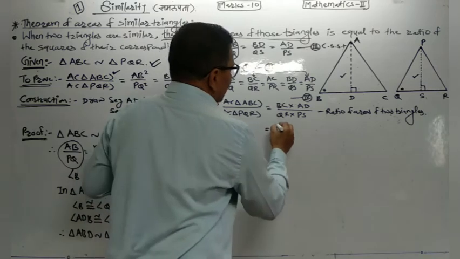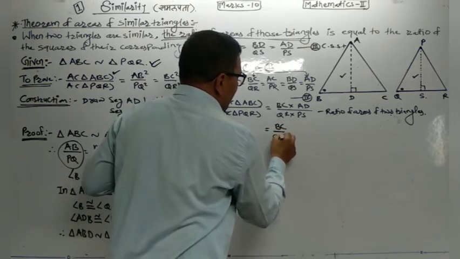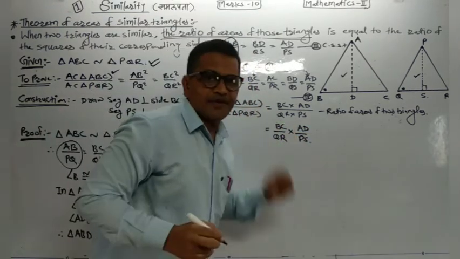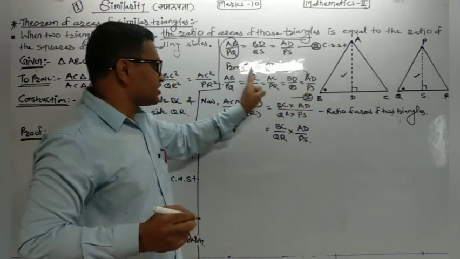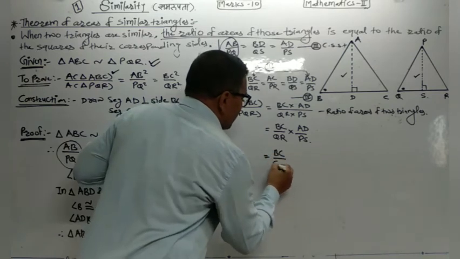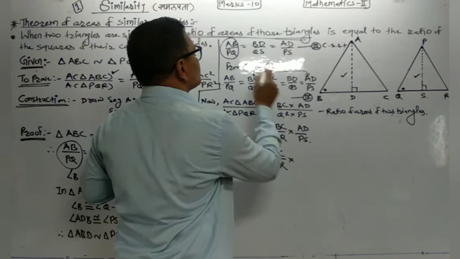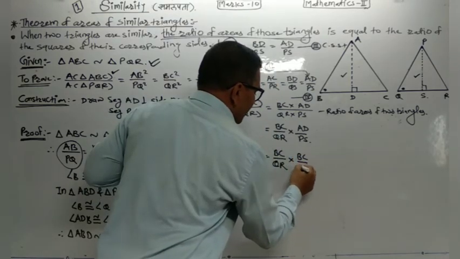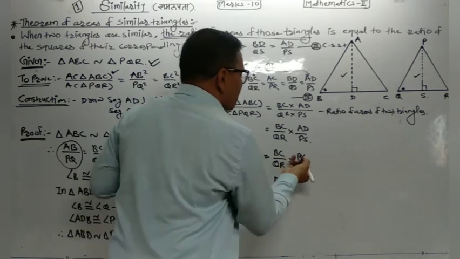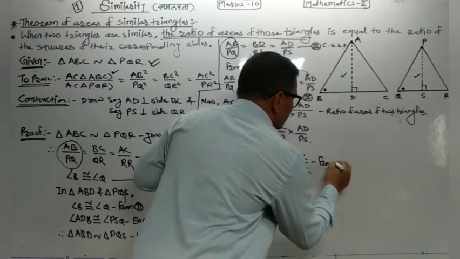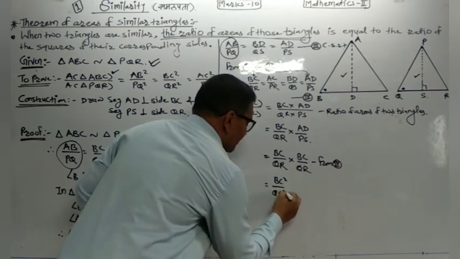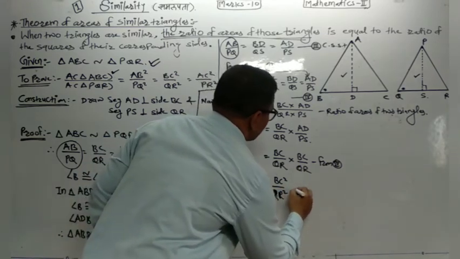Now this statement I can write like this: BC by QR into AD by PS. But we have the value of AD by PS. AD by PS equals BC by QR in the fourth statement here. I am going to write here BC divided by QR into AD by PS equals BC by QR into BC by QR, which means BC square. We have changed it here from statement number 4. Now BC square divided by QR square. This is statement number 5.